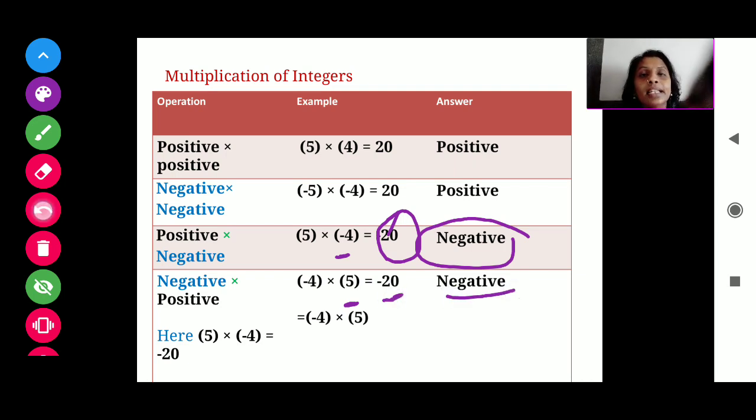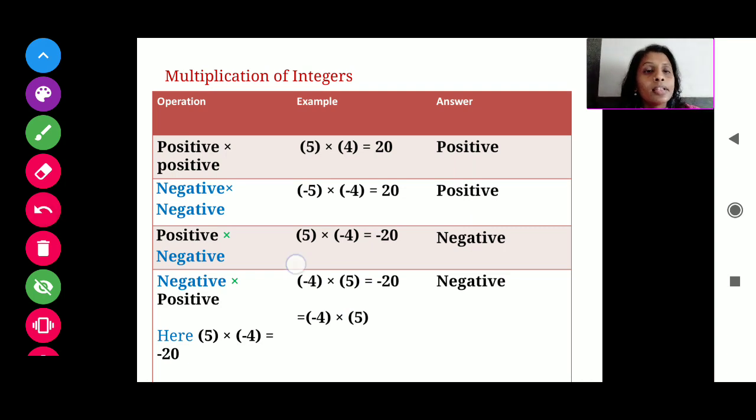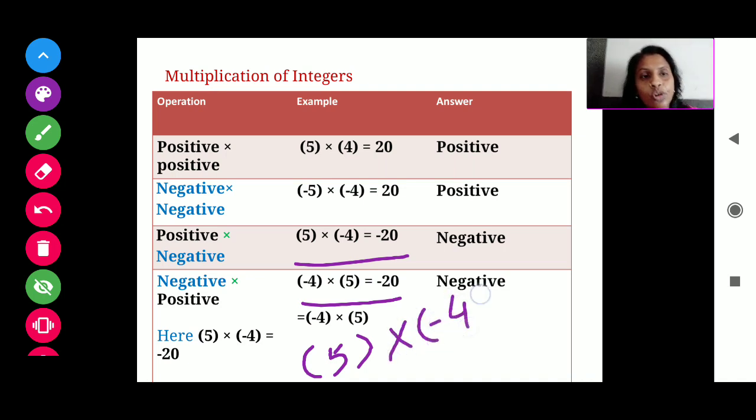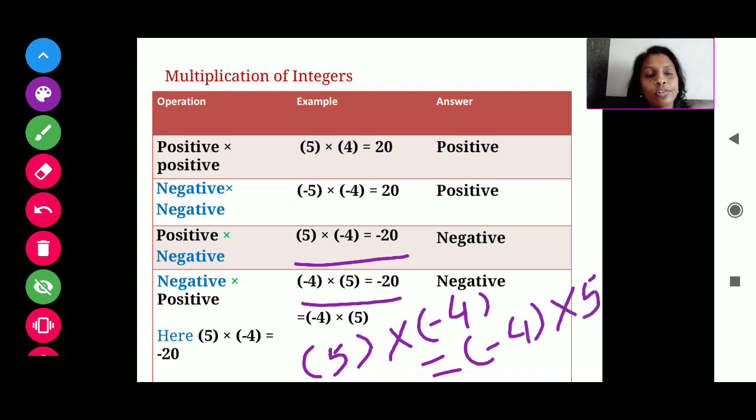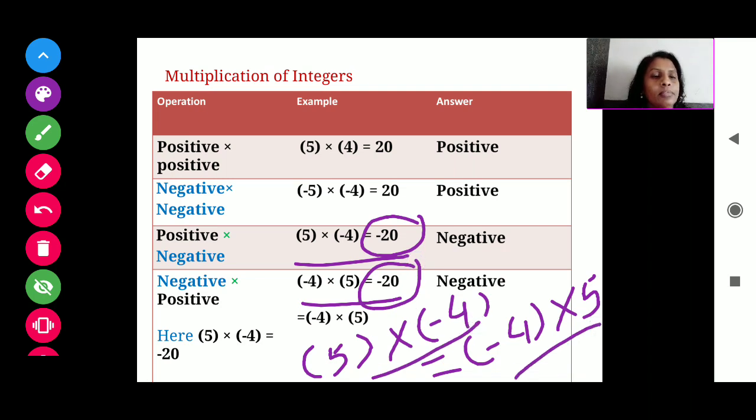Now here you can see that this one and this one are both the same. So we have learned that 5 multiplied by -4 is equal to -4 multiplied by 5. That means if you change the order of multiplication, the answer will be the same. There will not be any change in your answer. You can see here -20, here also it is -20. So these both are the same. There is no difference in the answer.